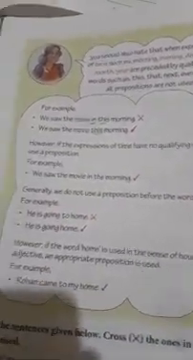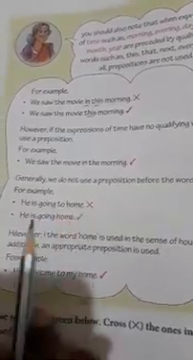Generally we don't use a preposition before the word home. I am going to home, she is going to home. That is a wrong sentence. He is going to home is wrong; he is going home. So before home also we should not use a preposition.